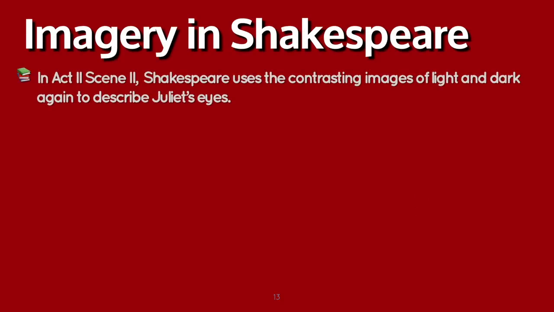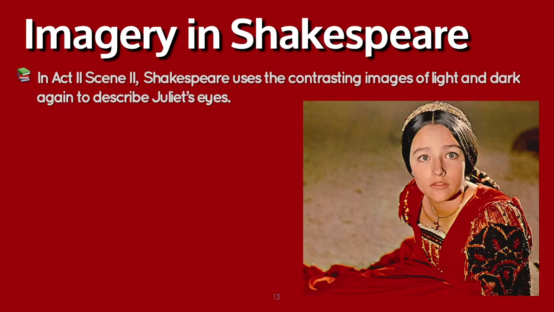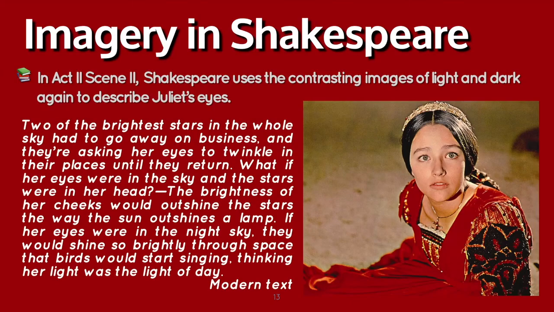Again, we have imagery in Shakespeare. In Romeo and Juliet, in Act 2, Scene 2, Shakespeare uses the contrasting images of light and dark again to describe Juliet's eyes. Yes, that's Juliet. Two of the brightest stars in the whole sky had to go away on business, and they're asking her eyes to twinkle in their places until they return.